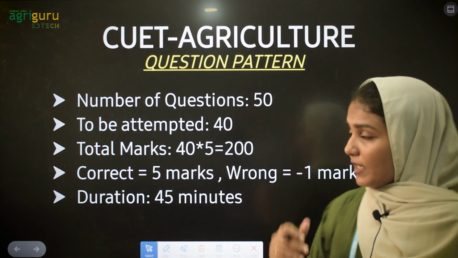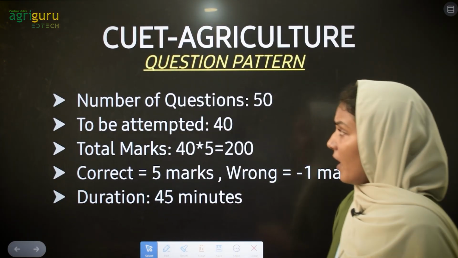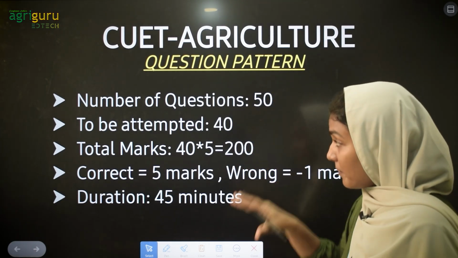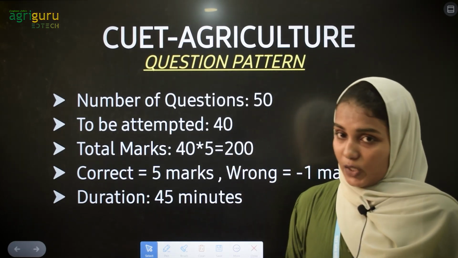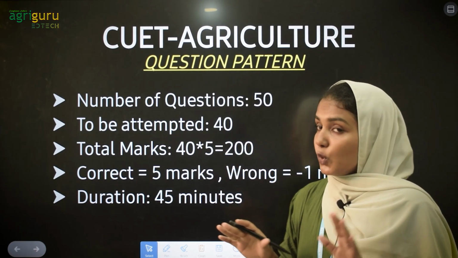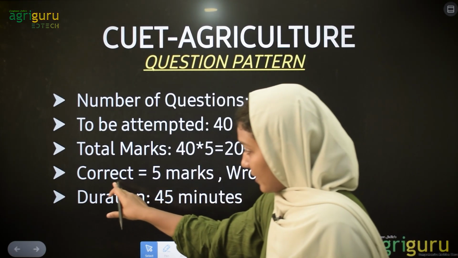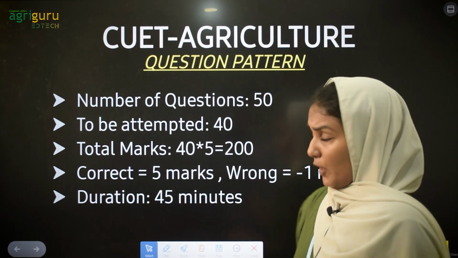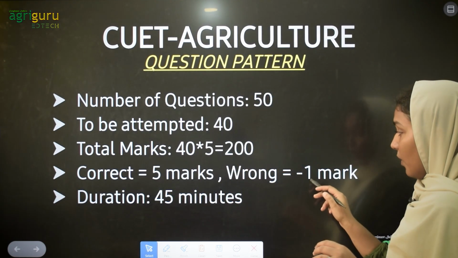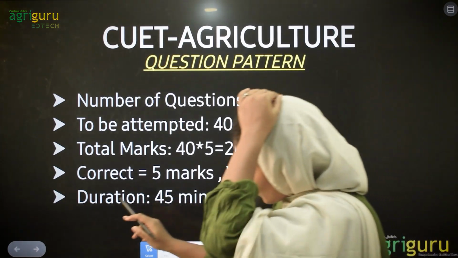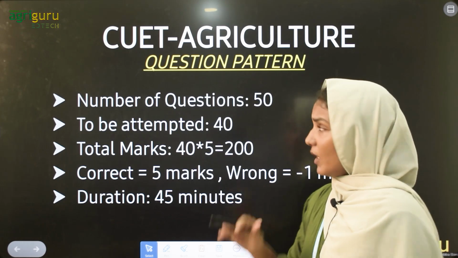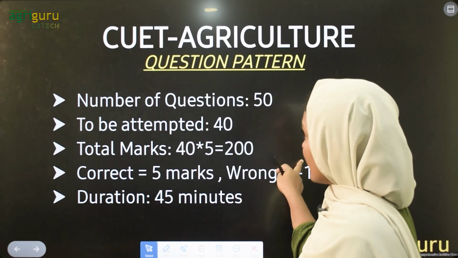Let's move on to the question pattern for the CUET exam. For the agriculture portion, there are 50 questions, and from that you have to attempt 40 questions, and for those 40 questions you will be awarded a total of 200 marks. For each correct answer you will get 5 marks, and for every wrong answer you will be awarded -1 mark. The total duration of the examination is 45 minutes. This is about the question pattern of the CUET exam.